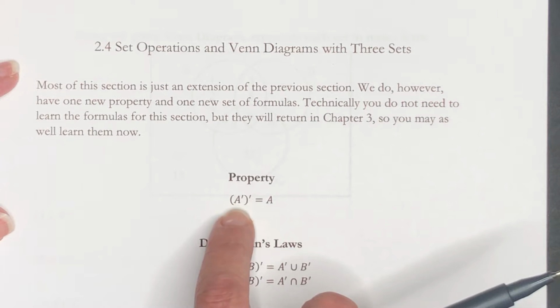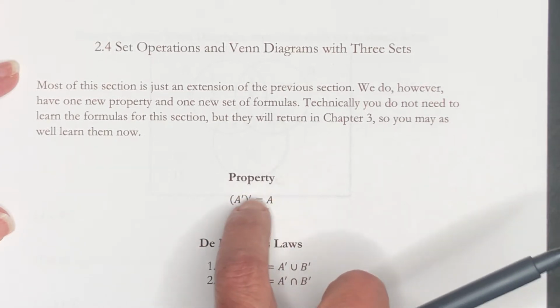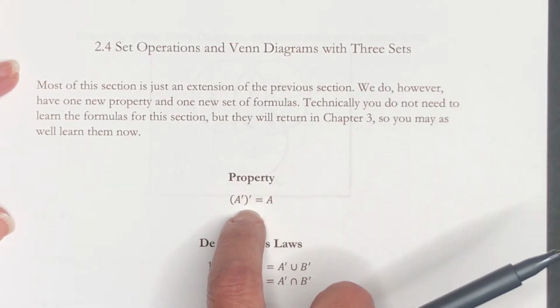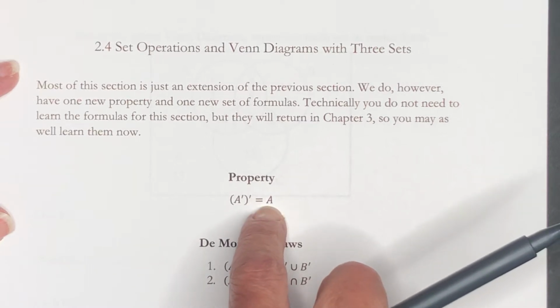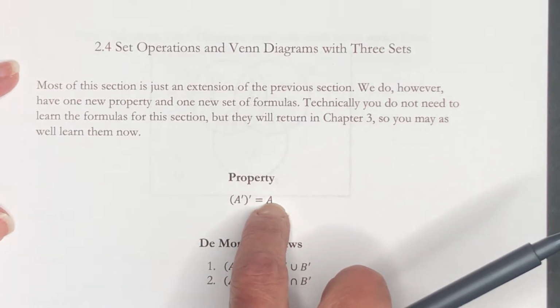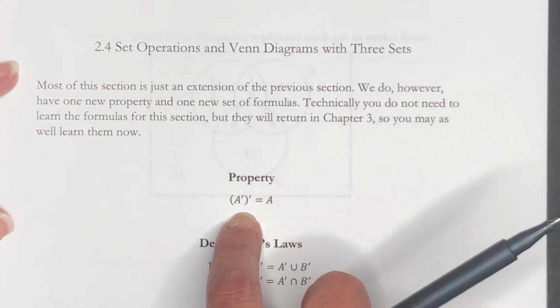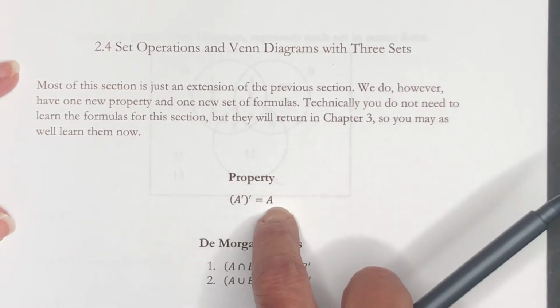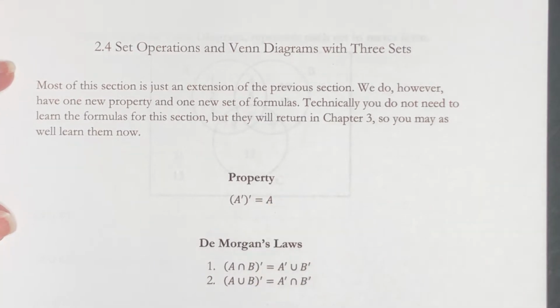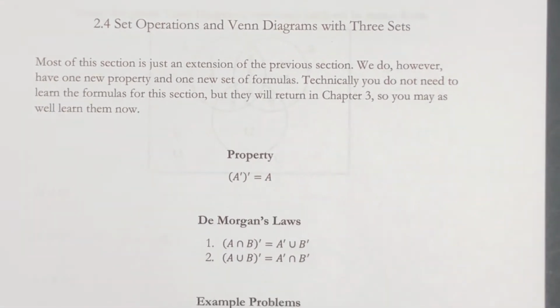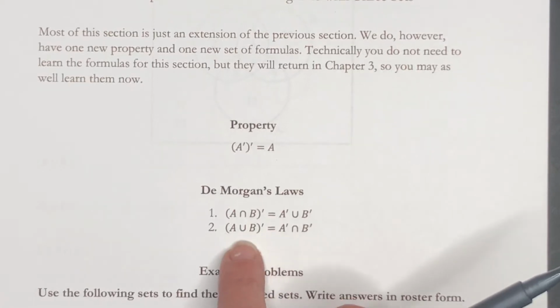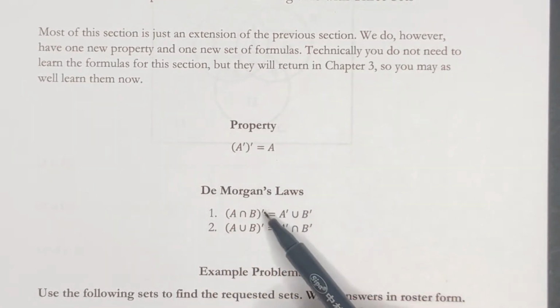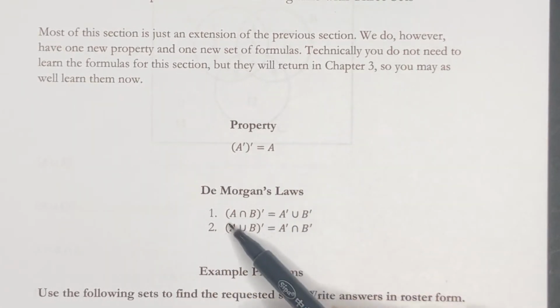We do have a couple of new properties here. The first one is the complement of A complement, so a double complement here is just the same as the original set. You can think of this as like a double negative where 2 negatives make a positive, 2 complements go back to the original. They undo each other. And then we have what we call De Morgan's laws. And this is all about what happens when you take the complement of an intersection of 2 sets or the complement of a union of 2 sets.